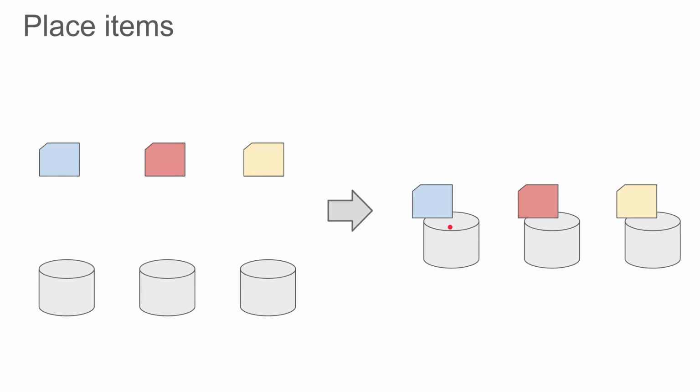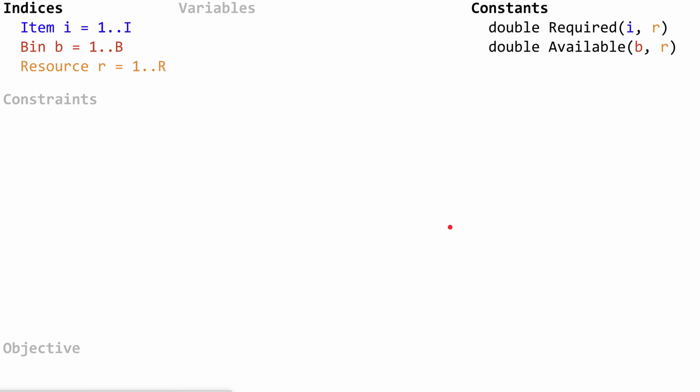So how to best model this, how to best approach this? In our practice, mixed integer programs are really nice for this kind of problem. So what is the problem first? You have the indices of the problem. You have items indexed by I from 1 to big I. You have bins, so containers, indexed by B, and you have multiple resources. Then you have some input data called constants. You have how much resources are required by every item, so how much CPU this item consumes, for example, and you have how much resources are available in every bin.